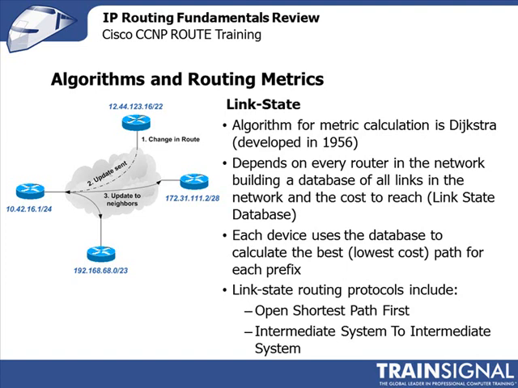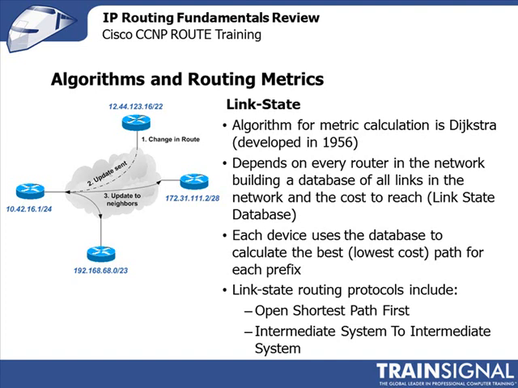The algorithm was developed in 1956. It's called the Dijkstra algorithm, or the Dijkstra shortest path first algorithm. And it depends on every router in the network building a database of all the links that it knows about, then also receiving information about other links from other routers, and the cost to reach those particular links. And this is referred to as the LSDB, or link state database. It's not a routing table. It's essentially a database full of vectors for how to reach a particular set of networks.